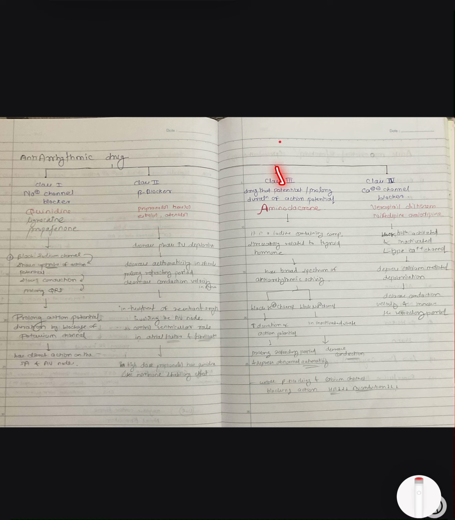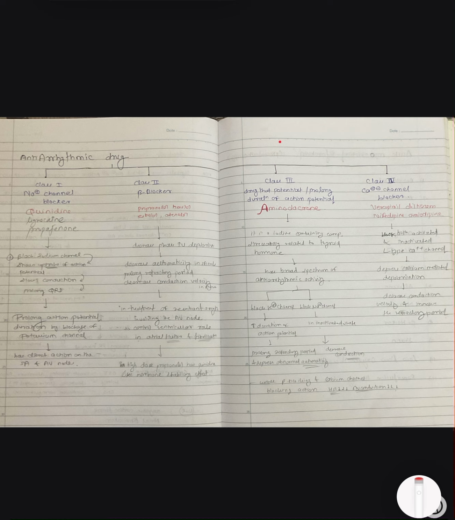Class 3 is the drug that potentiates or prolongs the duration of the action potential. We have to increase the duration of the action potential in the disease arrhythmia, because the time of every action potential is very short. That's why arrhythmia occurs. So our ultimate aim is to increase the duration of the action potential. The example of this is amiodarone.